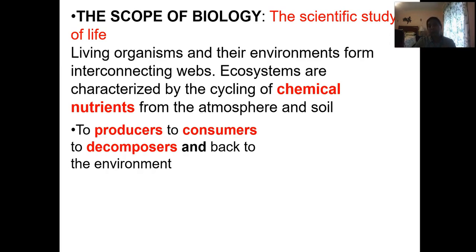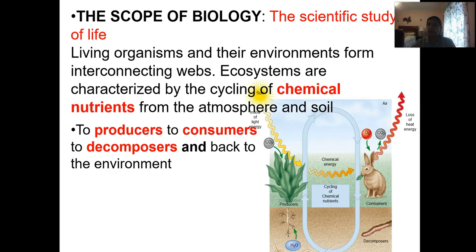And then decomposers are living things that break down these consumers and producers back into the basic nutrients that can go back into the environment, to the soil or to the atmosphere, so that they can continue to cycle back through the producers and consumers again.